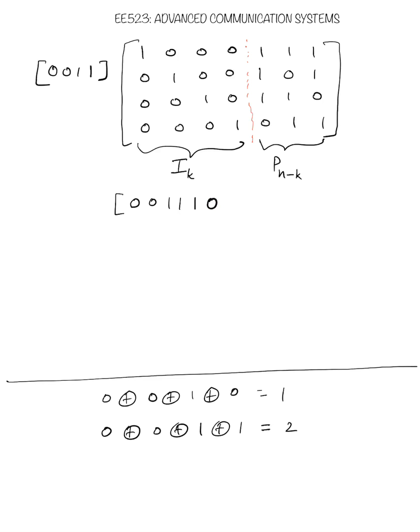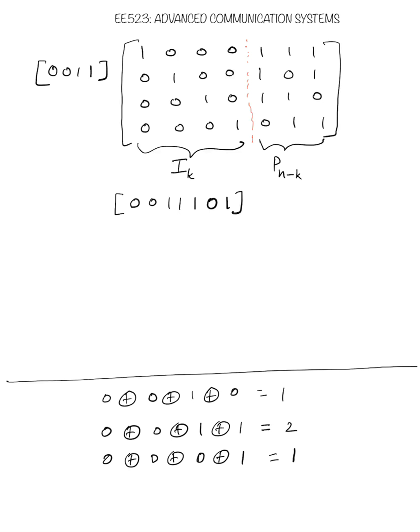And for the last one, it's 0 into 1, which is 0, plus 0 into 1, which is also 0, plus 1 into 0, which is also 0. So it's 0, plus the last one is 1 into 1 is 1. So 0 plus 0 plus 0 plus 1 is 1, an odd number, therefore it's 1.